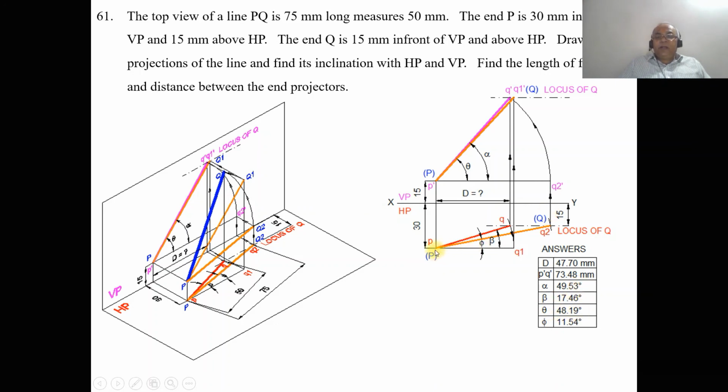Similarly, by using the protractor with P as center, measure the angle of true inclination with respect to VP, which is phi, which is 11.54 when you are doing it on computer. When you are doing it manually, it will be 12 degrees. And also with the same center P, you measure the angle of apparent inclination beta with respect to VP, which is 18 degrees, or it will be 17.46 degrees. So this is how you will be able to show all the other dimensions, and this is how you will be able to solve this problem using the sketchbook.